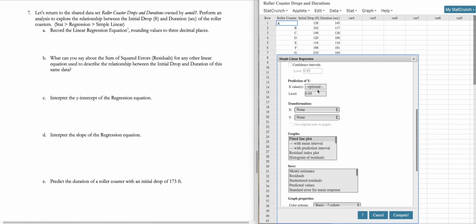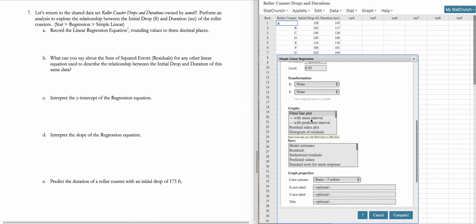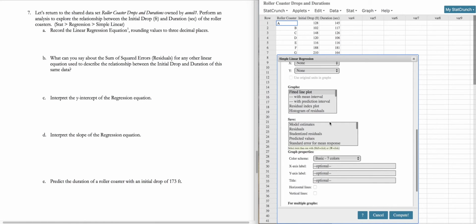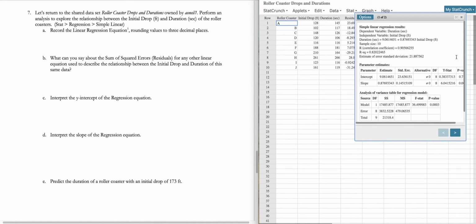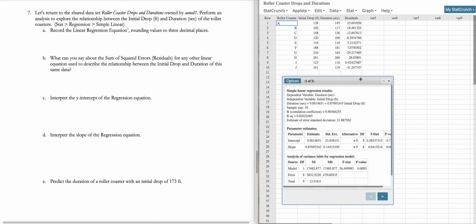If you'd like to make a prediction of a y value from your line, you can go ahead and put in your x value here, and it will give you that prediction. This level of 0.95 is something that we will talk about in modules much later on. The graph is already set up to give us that fitted line plot, so that's good. If you'd like to take a look at your residuals, you can click there to have your residuals saved and click Compute. And here we go.